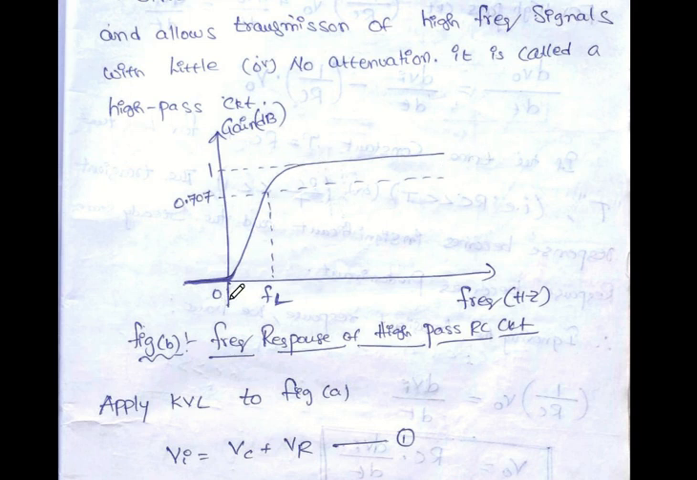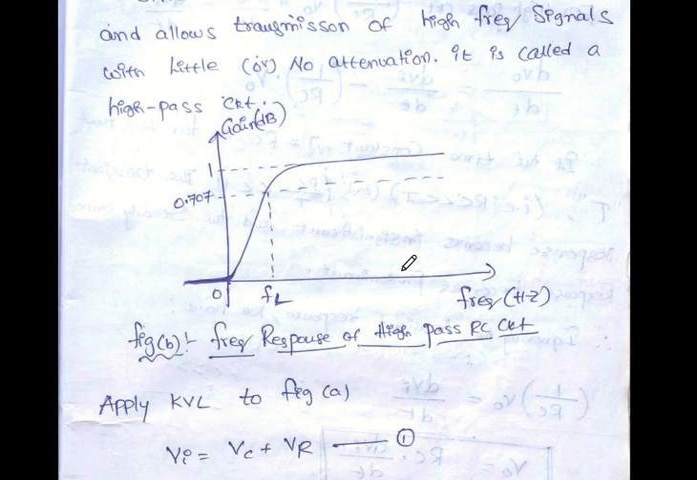That means there is a variation of the output response between these two frequencies, that is from 0 frequency to the cutoff frequency. At 0 frequency, the output response is 0. Greater than the lower cutoff frequency, the output has the maximum value. Only there is a change in the output response between these two frequencies, that is from 0 to the lower cutoff frequency.